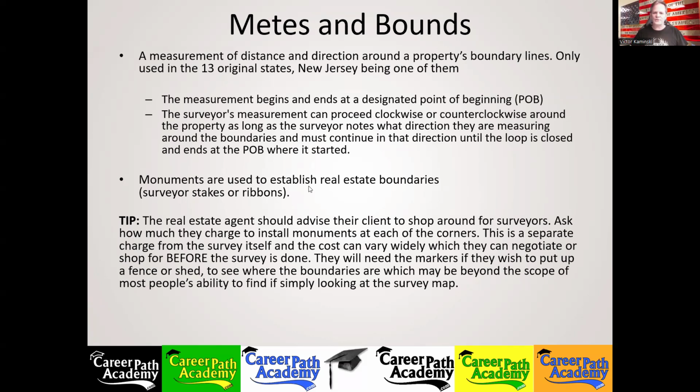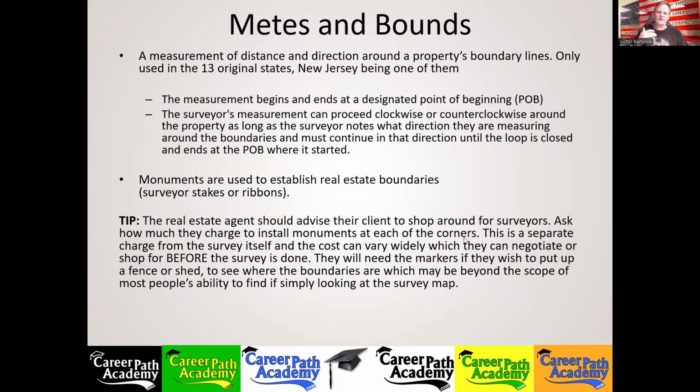Now, monuments are used to establish real estate boundaries, those surveyor stakes or ribbons. Here's a tip for you guys. The real estate agent should advise their client to shop around for surveyors. Otherwise, their attorney's just going to order a survey from whatever company they have a relationship with. And ask them, how much do they charge for the survey, but also how much do they charge to install the monuments? That's usually where they rip you off.